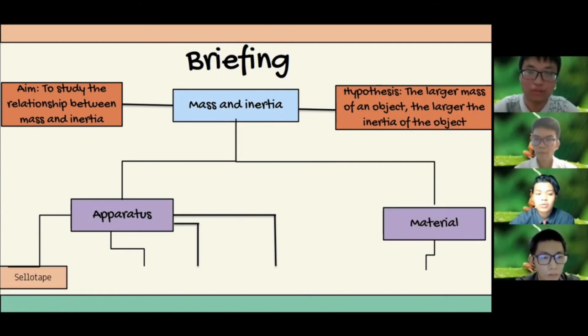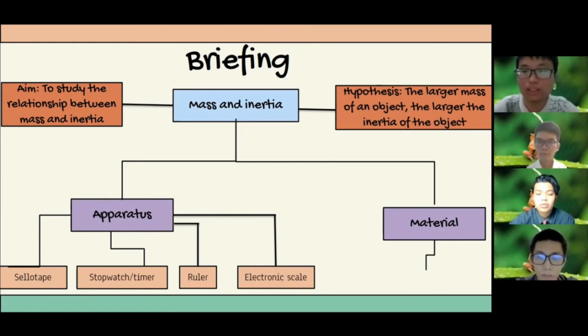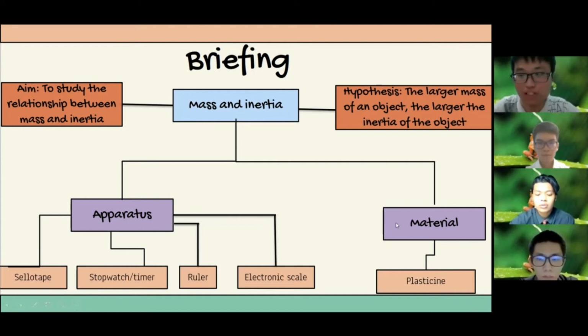So the first apparatus will be slotted. The second apparatus will be a stopwatch or timer. Third will be a ruler. And the final one will be an electronic scale. Meanwhile, the material will be the plasticine. So last night, I told you all in the WhatsApp group to prepare these 4 apparatus and 1 material. I hope you all have already prepared them so that we can run this experiment smoothly.